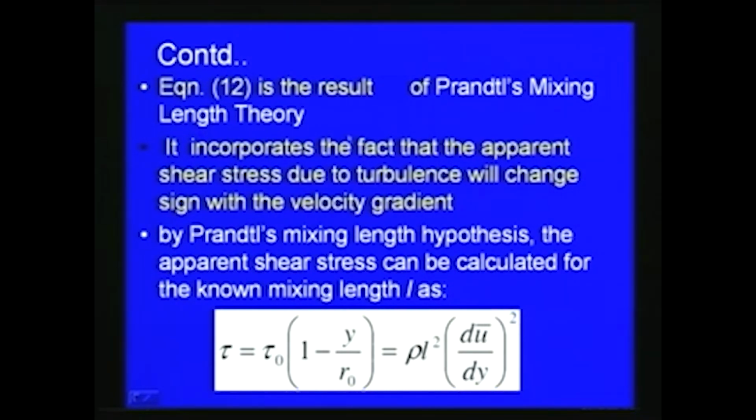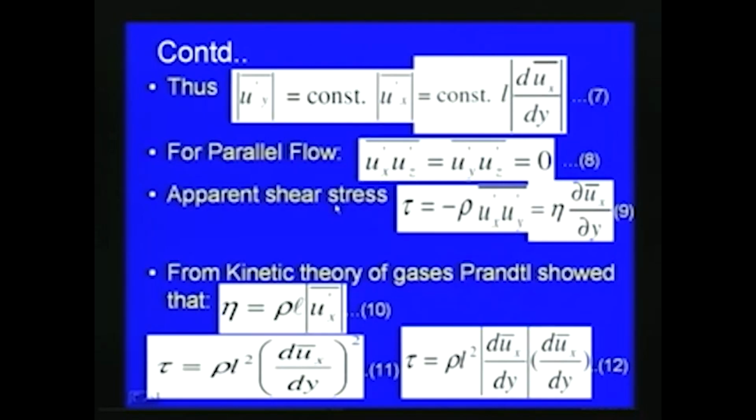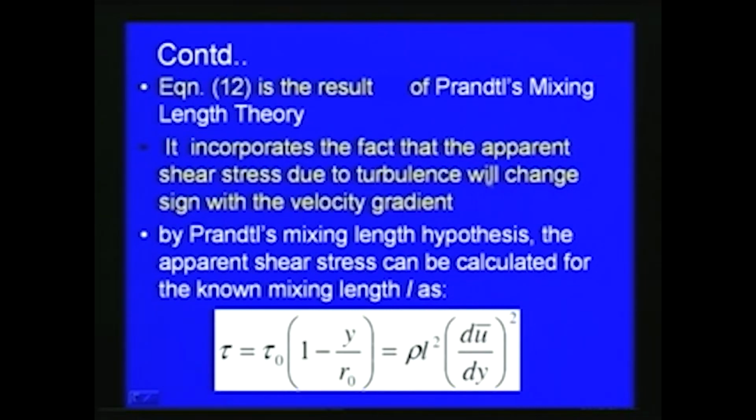Now, this mixing length theory, as you can see in equation number 12, includes the fact that the apparent shear stress due to turbulence will change sign with the velocity gradient. That is obvious from equation number 12. And by Prandtl's mixing length hypothesis, the apparent shear stress can be calculated for the mixing length L as tau is equal to tau 0 into 1 minus y by r 0, that is equal to rho L square into du r by dy all square.